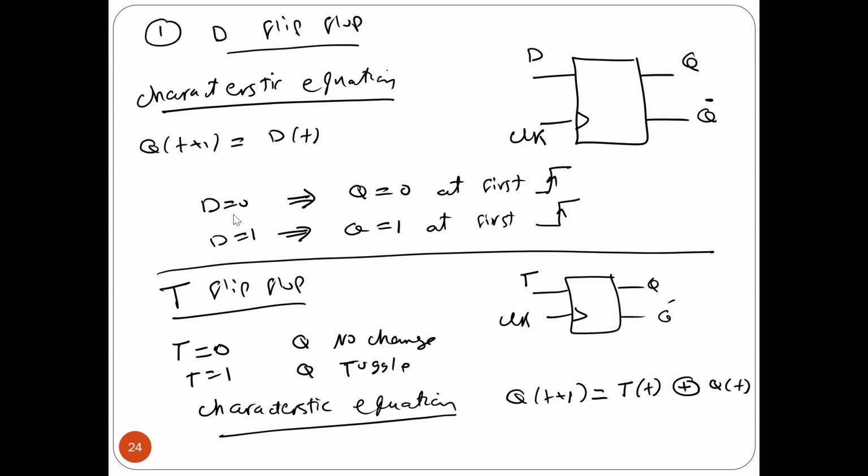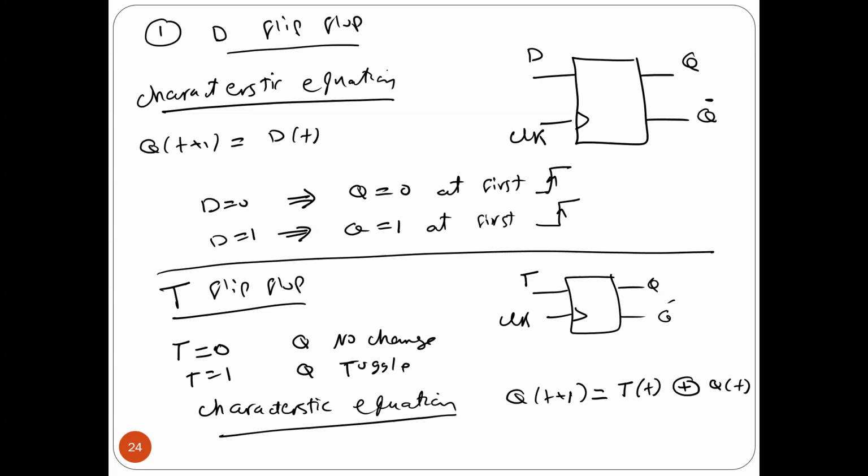Here, in the D flip-flop, if D is equal to 0, Q is 0. If D is equal to 1, Q is 1. Look how this one works. Here, if T is equal to 0, no change to Q. If T is equal to 1, Q toggles. So this one can do one of two things, either no change or toggle. Toggle means complement. So these are the two things you have. Either no change to the stored value, or you want to complement the stored value.